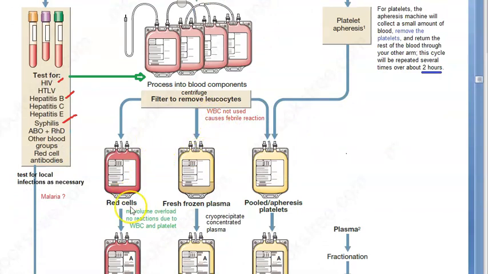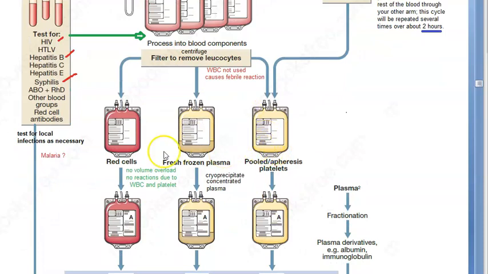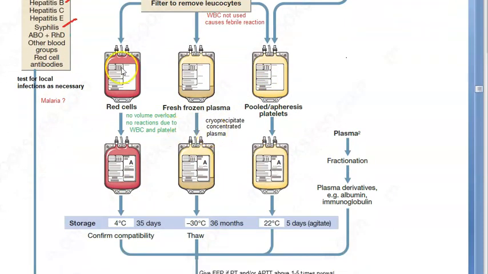Okay, so the RBCs are here, fresh frozen plasma and platelets. Okay, so did you understand? So WBCs they are not using. RBCs they will give if there's anemia, etc. And if the person has anemia, you can give this.